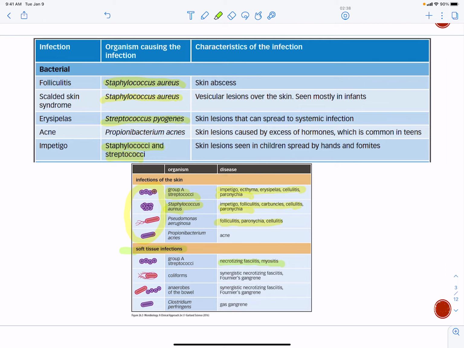We also have some of our coliforms, our gram-negatives, and these can cause gangrene and necrotizing fasciitis. We have our famous Clostridium perfringens, and that can cause gas gangrene. And Clostridium perfringens is a strict anaerobe, so it would never colonize your skin.